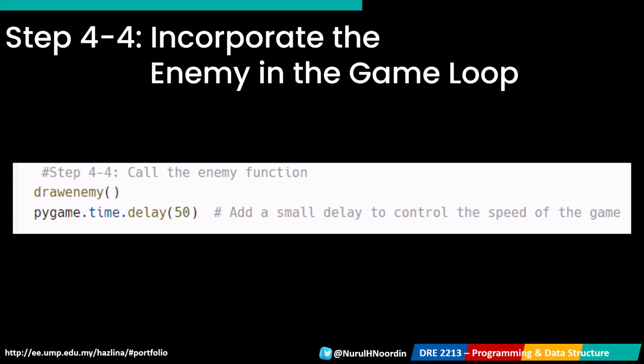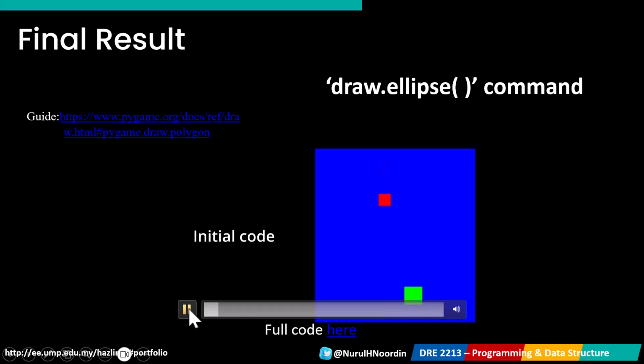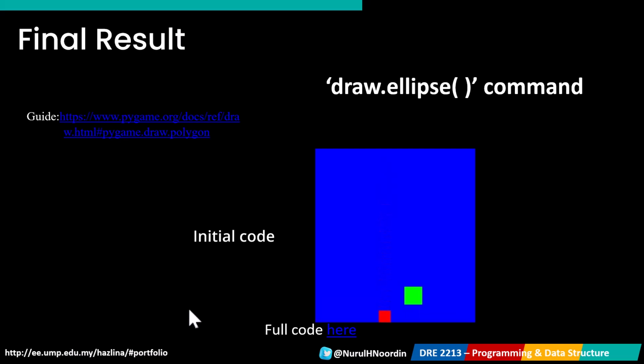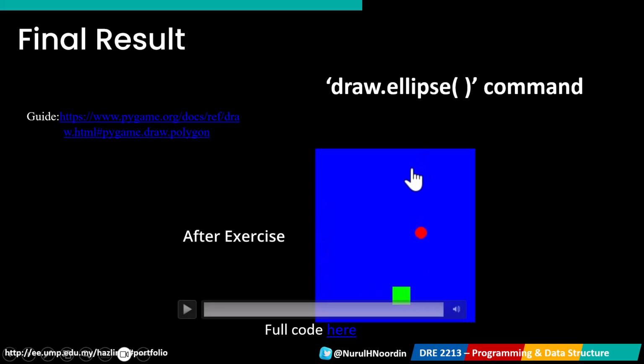To ensure the game runs at a manageable pace, we have added a small delay using pygame.time.delay(50). This controls the speed of the game, allowing for smoother gameplay. This is how the initial code looks. Now, make the enemy into a circle. Feel free to explore the Pygame library at pygame.org.